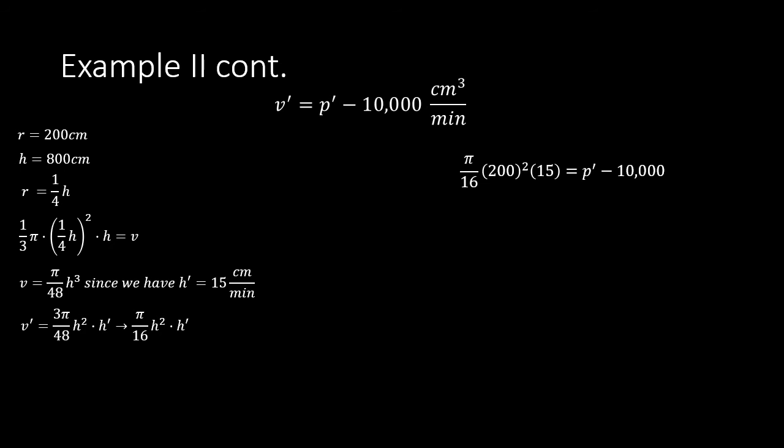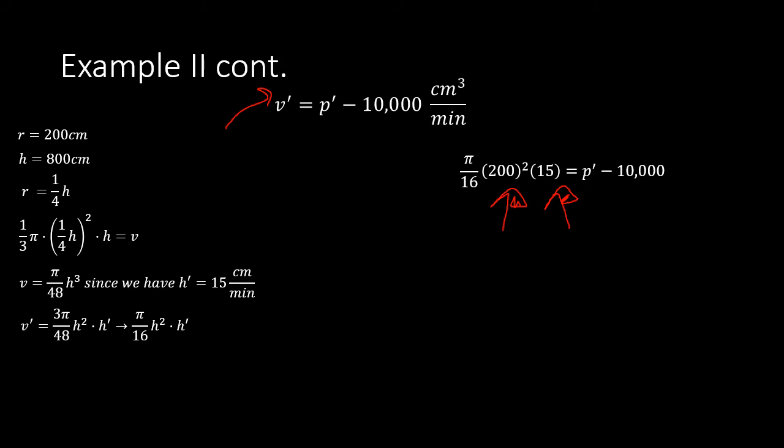Now that we have V prime, we can substitute V prime in our V prime equals P prime minus 10,000 centimeters cubed equation up top here. So once we do that, we also need to plug in the rate at which the water level is rising and how deep it is when that rate is rising. So how deep it is, 200 centimeters, and it's going 15 centimeters a minute when it's 200 centimeters deep.